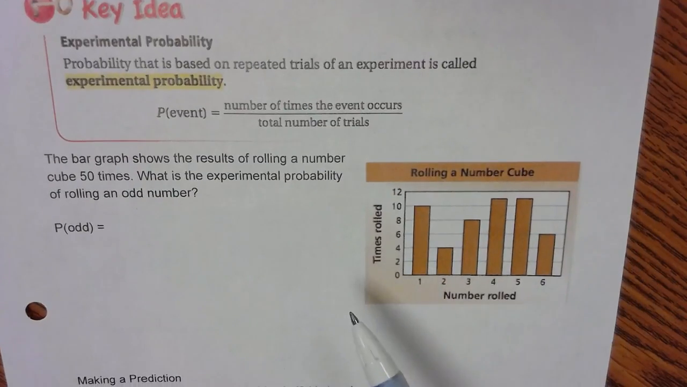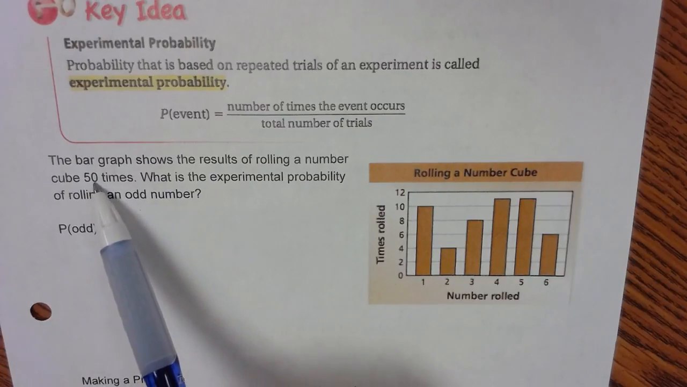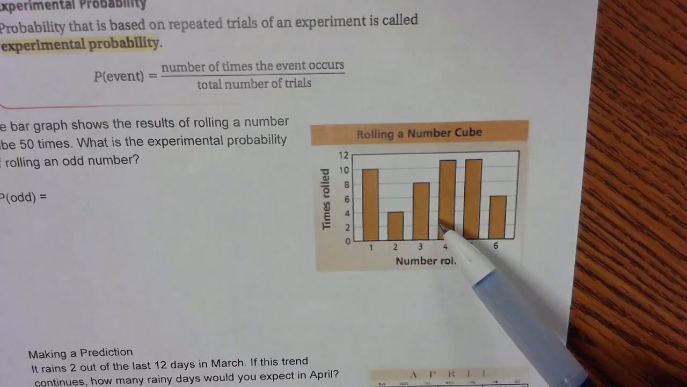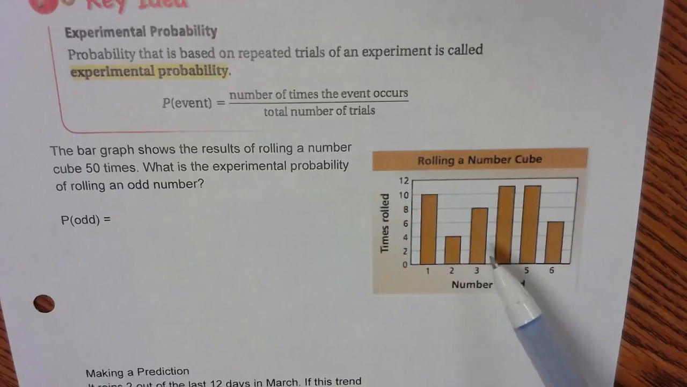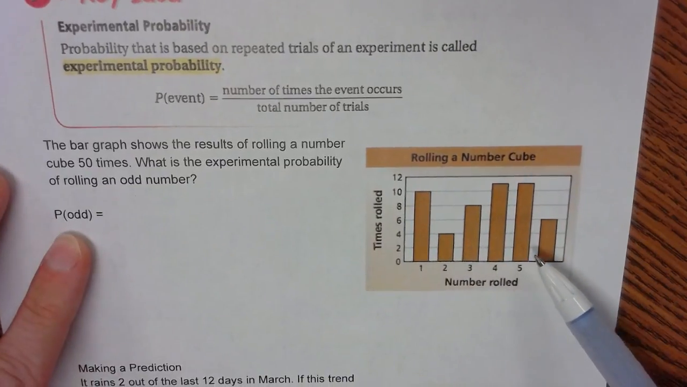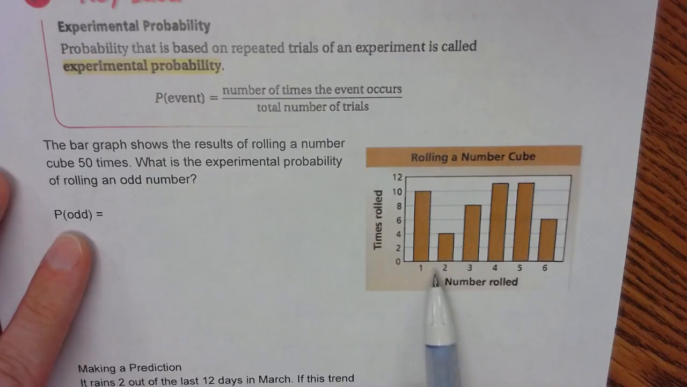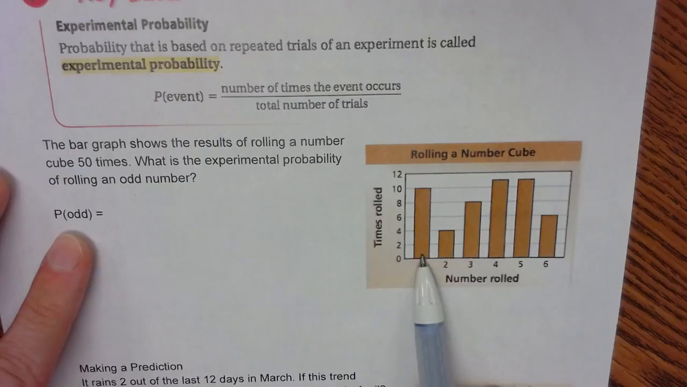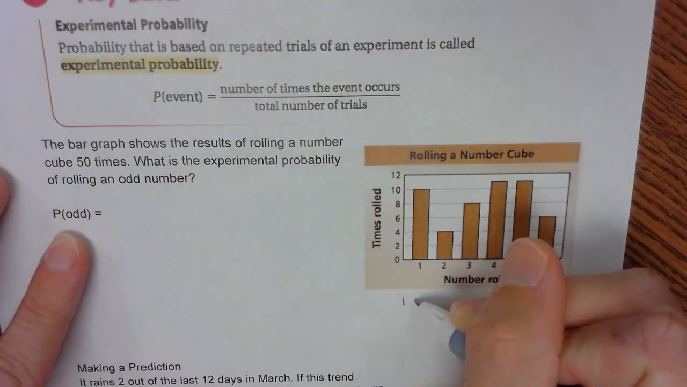So instead of just rolling an odd number once, we're going to act like we rolled it 50 times. These are all the results that were recorded. I want to know the probability of rolling an odd number. The first thing I'm going to look at is the numbered rolls. I'm going to look at my odds, 1, 3, and 5. Looking at that graph, number 1 was rolled 10 times. I want to add all these up.